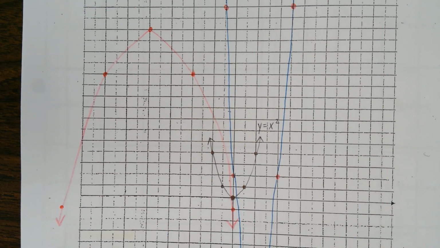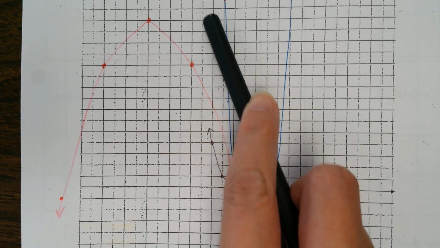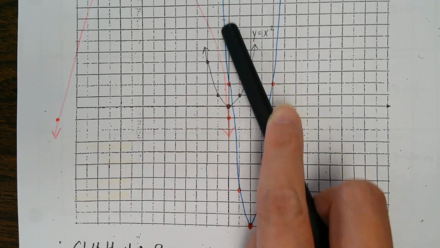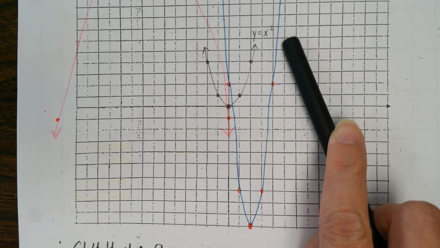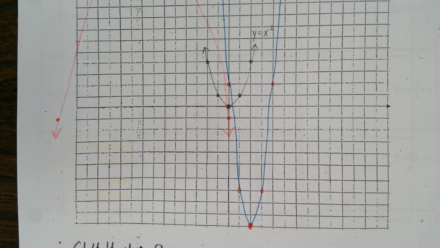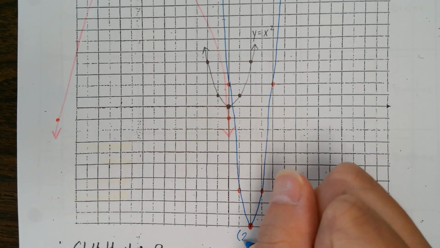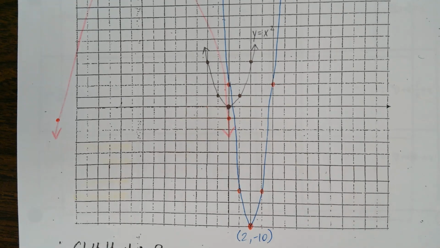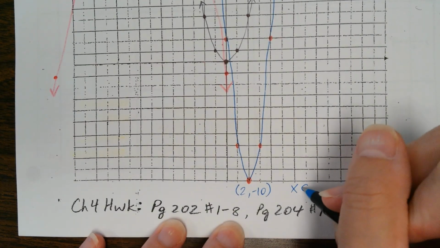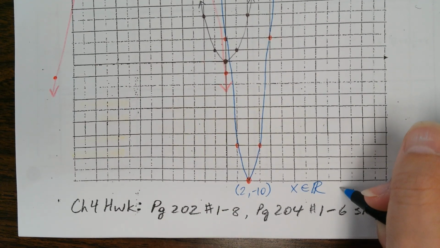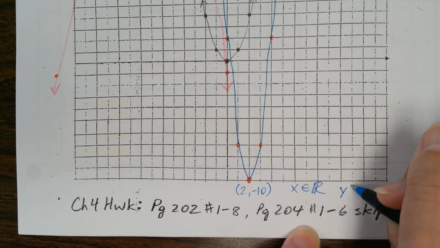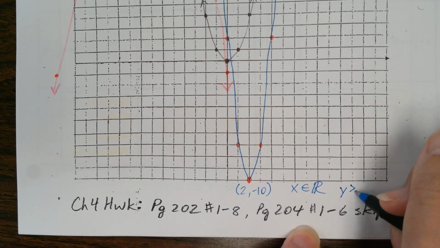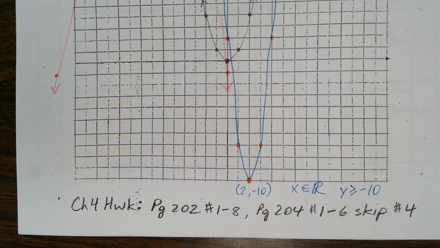What is the domain of this graph? The blue graph? x is an element of the reals. This point right here was 2, negative 10. So what is my range? So domain is x in the reals, and my range? Yep. Anything higher than negative 10. Good. All right, that's your range. Sorry, that's your domain, that's your range. Nice.